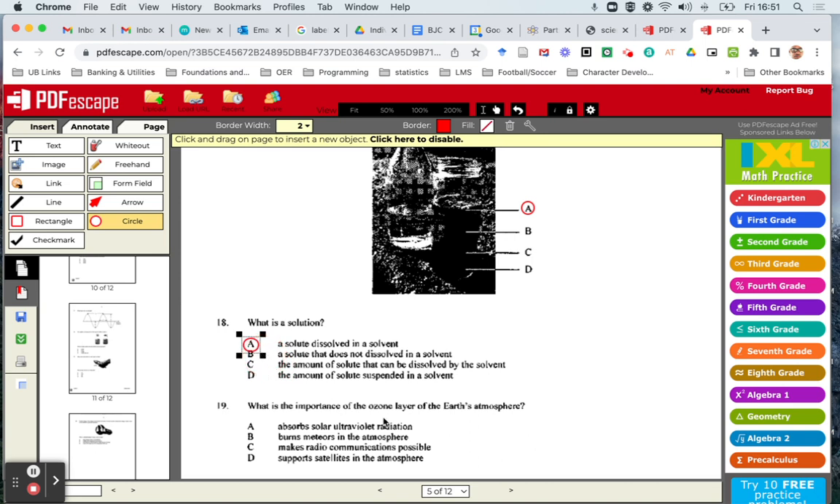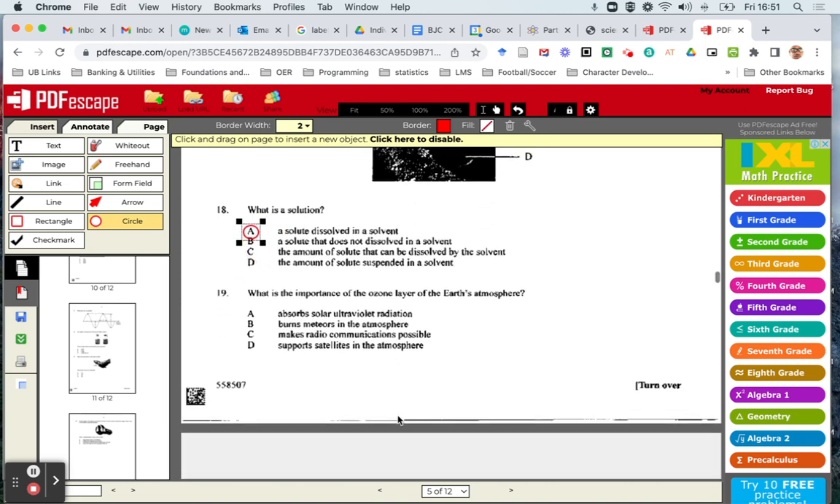There you go. What is the importance of the ozone layer of the Earth's atmosphere? Well, the ozone layer is a layer of gas. It's a type of oxygen, actually. It helps to absorb ultraviolet rays from the sun. Oh, excellent, answer A.